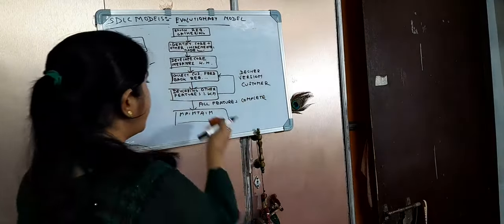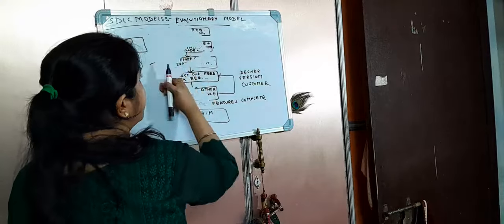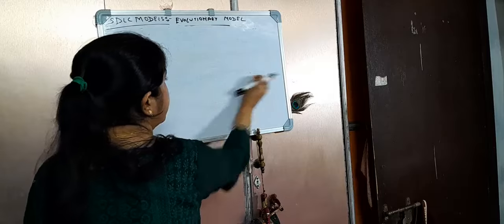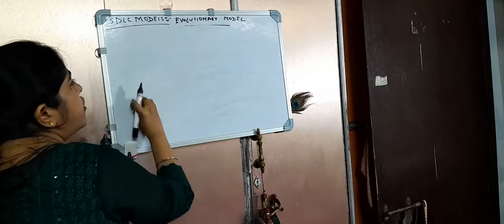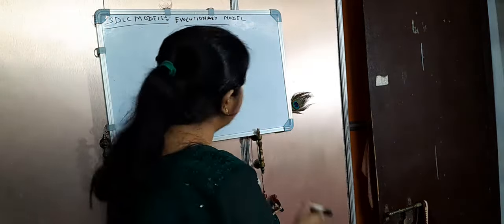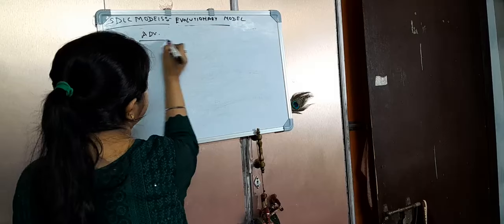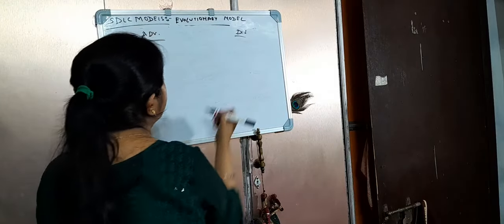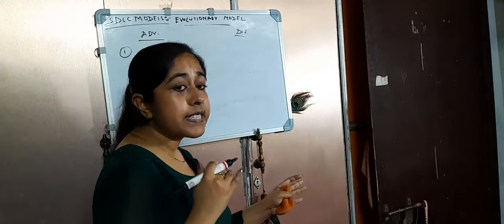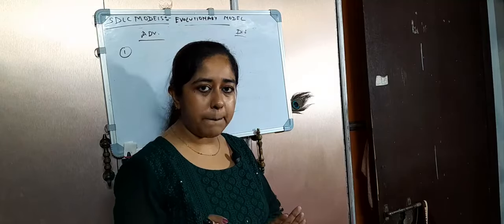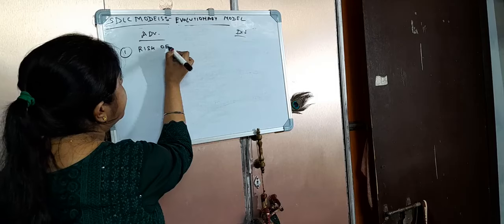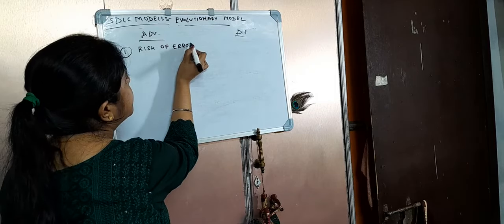Now, what are the advantages and disadvantages of this particular model? As we have seen, every model has some advantages as well as some disadvantages. This evolutionary model is mainly more complicated than other models. Now, what are the advantages? These are the advantages, and these are the disadvantages. The first advantage is that when the customer is continuously interacting with the development team, the risk of error becomes very low in this model.